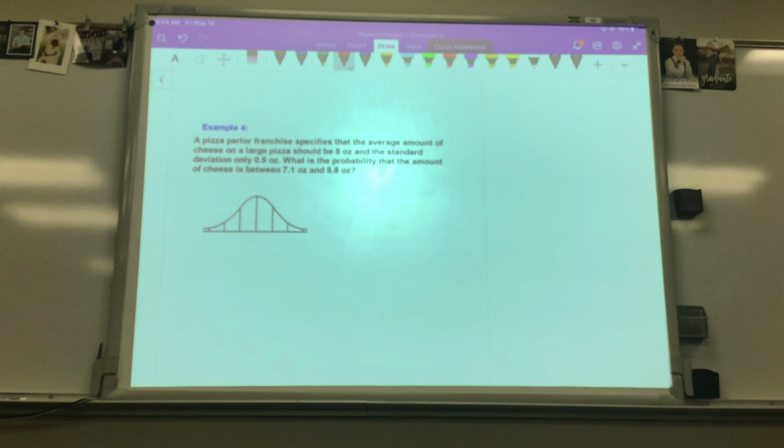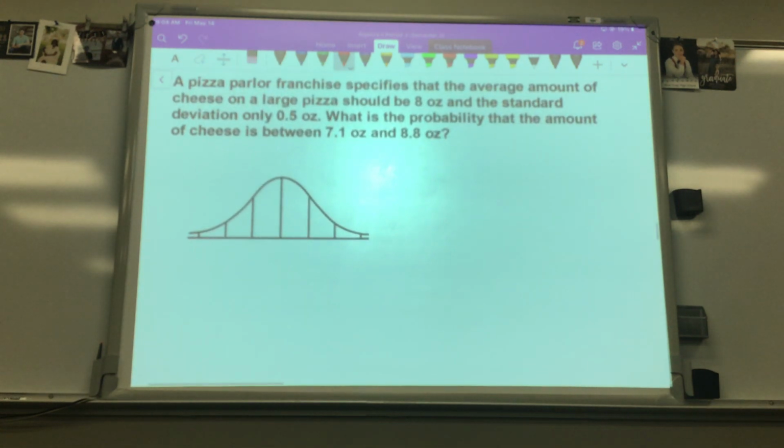So, next one. A pizza parlor franchise specifies that the average amount of cheese on a large pizza should be 8 ounces, and the standard deviation only 0.5 ounces. What's the probability that the amount of cheese is between 7.1 ounces and 8.8? We always set up our curve first, right? Okay, we had that mean of 8. Standard deviation of 0.5, so 8.5, 9, 9.5, 7.5, 7, 6.5.